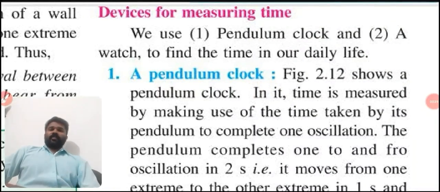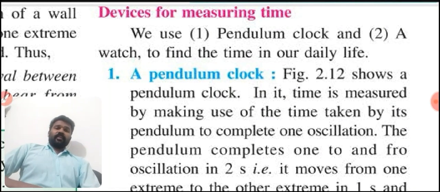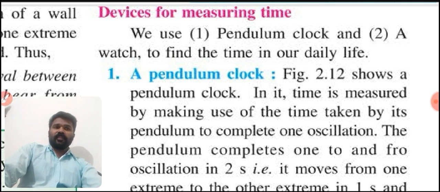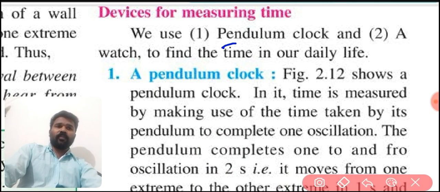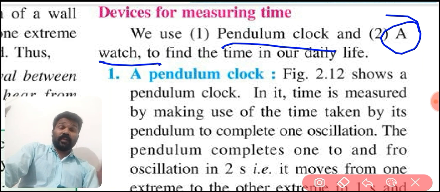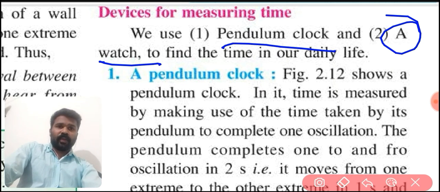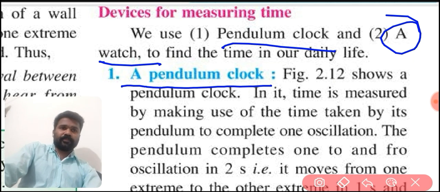Hi students, here is our topic, devices for measuring time. We use a pendulum clock and a watch to find the time in our daily life. The two devices we use in our daily life to measure time, which are they? First one is the pendulum clock, second one a watch. These are the main devices we use to measure time. First of all, we are going to discuss the pendulum clock.